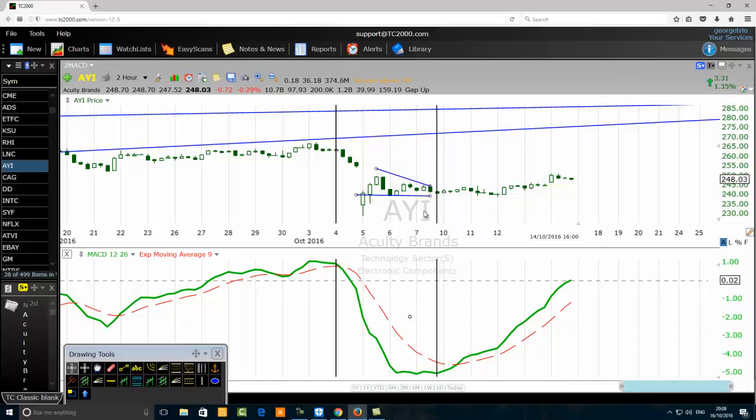But you can see here we didn't have a breakdown. We want to try to break below that descending triangle. You can see that MACD starts changing direction. That's why I'm moving here. You can see that MACD starts changing direction at the time when the descending triangle is completed.